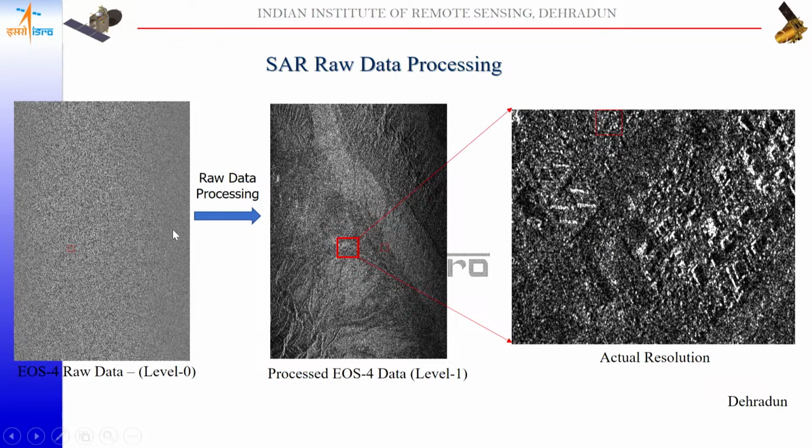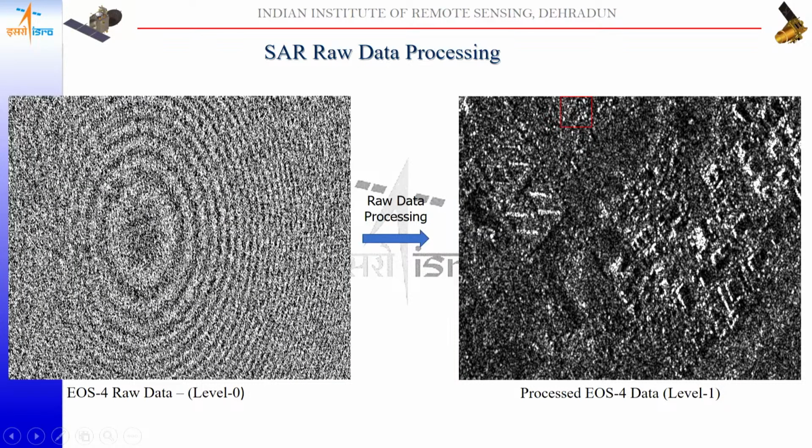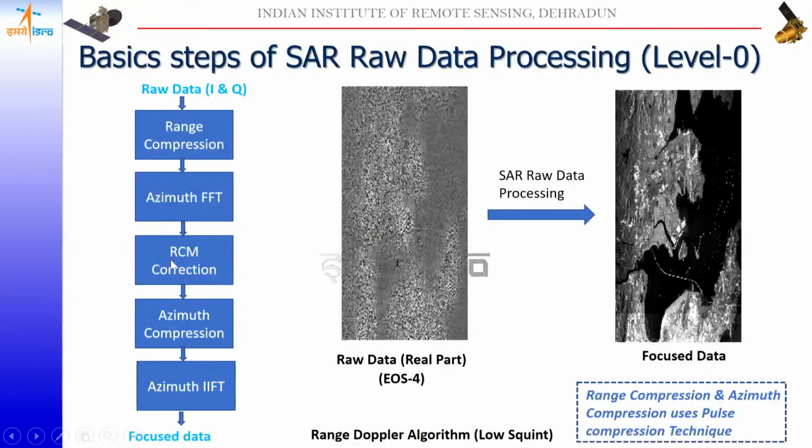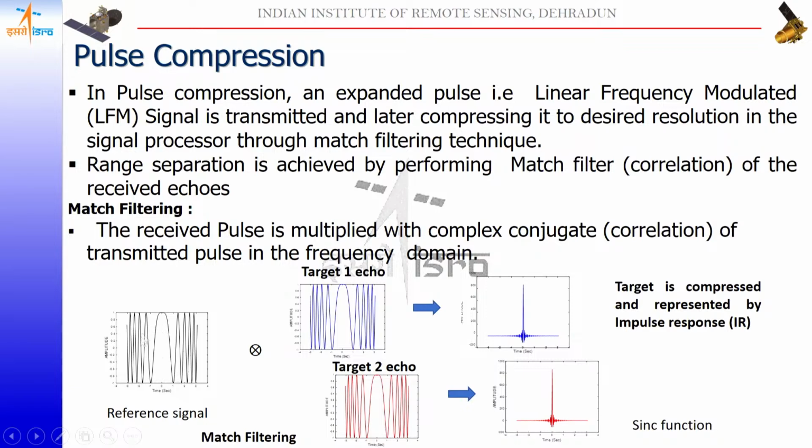So you can see how the raw data processing is applied on the SAR image, and we can focus the data. This raw data processing we have done at our end, and we have generated the processed products at IIRS. You can see how the raw data looks in the SAR raw data image. This pattern is the linearly frequency modulated signal, which I have shown you earlier. This is called the chirp or LFM.